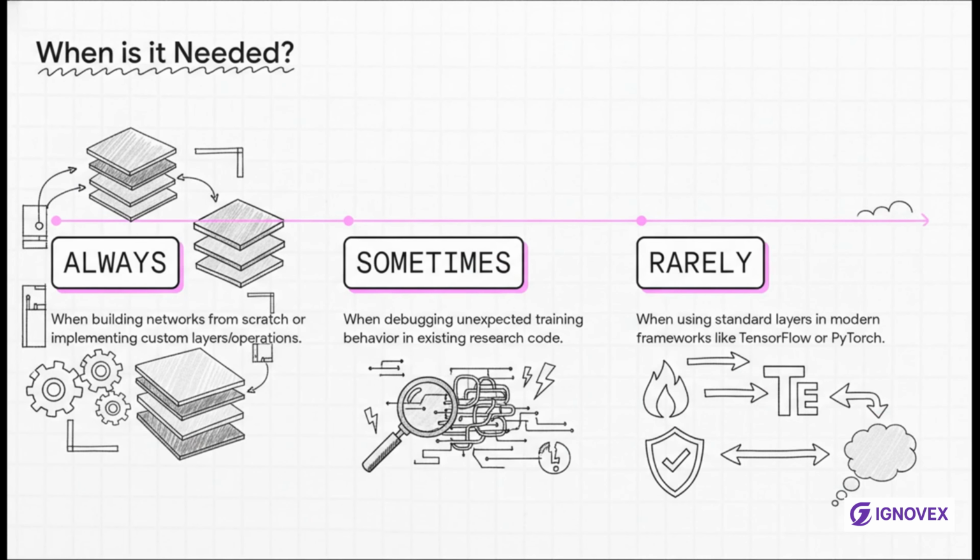So you might be wondering, does this even matter anymore? If you're using standard, off-the-shelf layers in a major framework like PyTorch or TensorFlow, their gradient calculations are already heavily tested and they're correct. So you'll rarely need to do this. But the moment you decide to write a custom layer or a new activation function, or you're just debugging some really strange model behavior, this tool becomes absolutely essential.